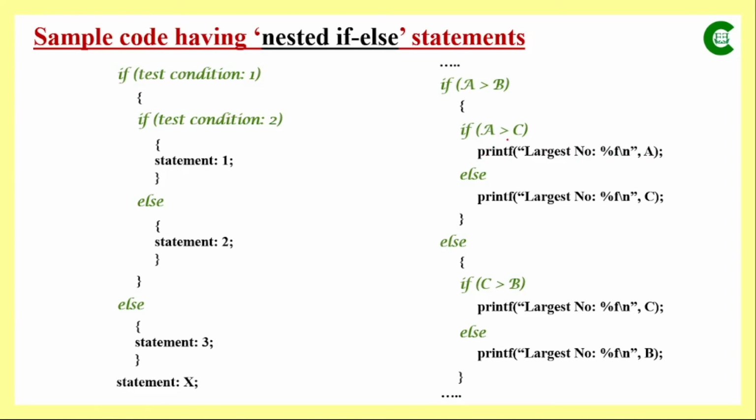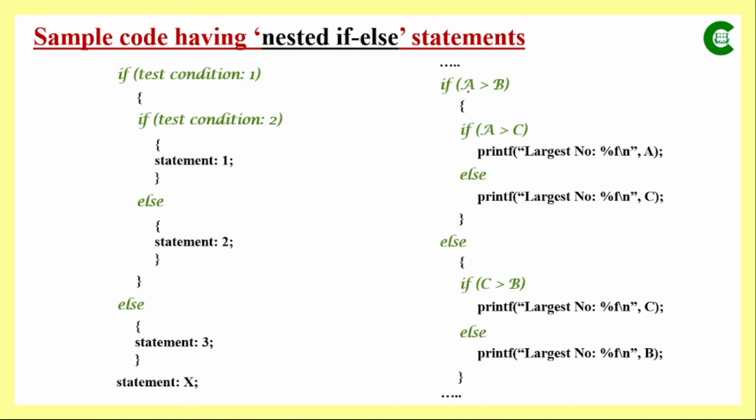But if A is not greater than C, then the program flow will come to the else part. A is not greater than C means what? C is greater than A. So if C is greater than A and at the same time A was already greater than B, that means C is also greater than B. So what is the conclusion? C is the greatest number. And accordingly, we are printing that the largest number is C. So this is the part when A was greater than B, and that was when this condition checking was true.